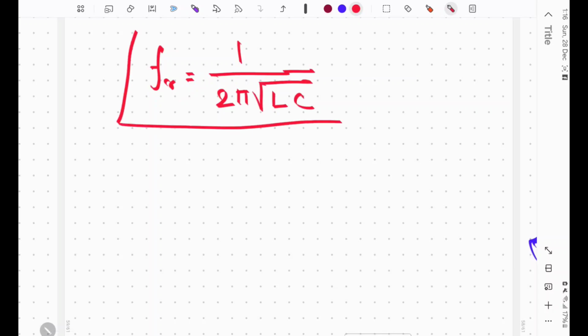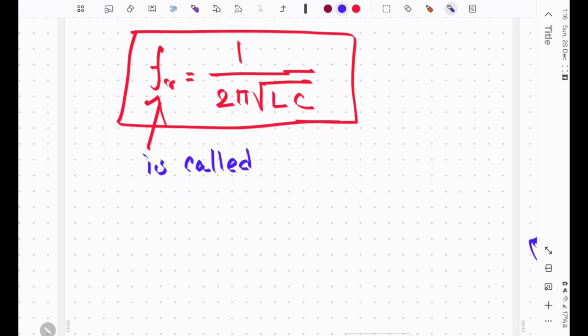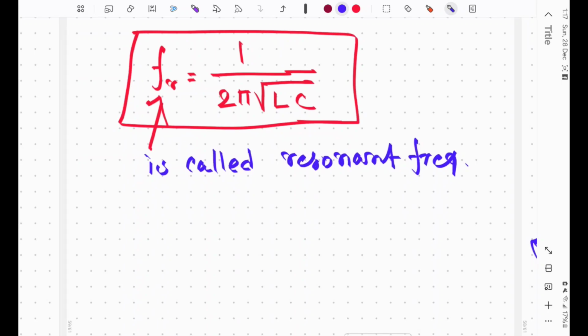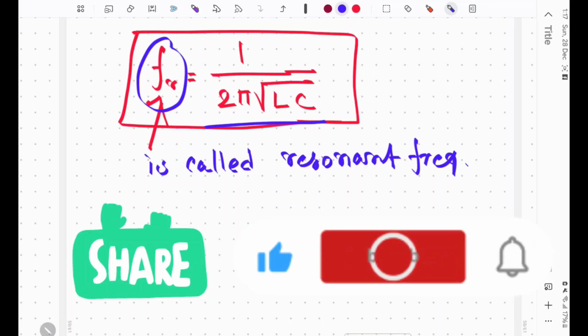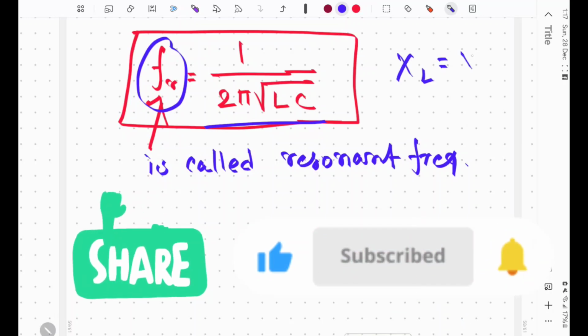So this is the expression of resonance frequency, where this f r is called the resonant frequency. So in this way you can find out the expression for resonance frequency, which is equal to 1 by 2 pi root over LC, from XL equal to XC.